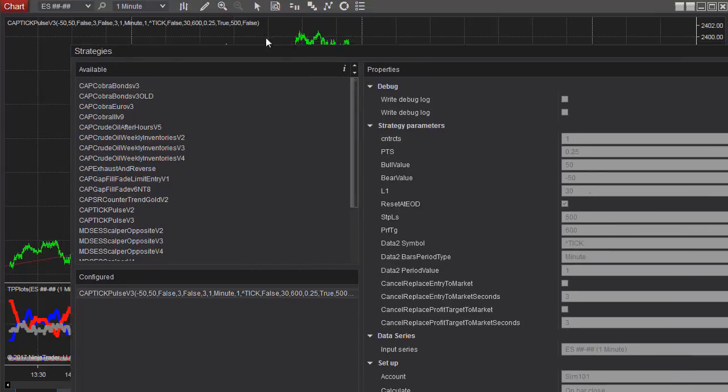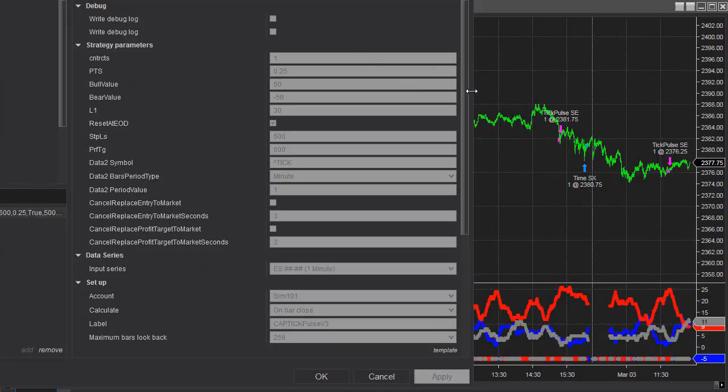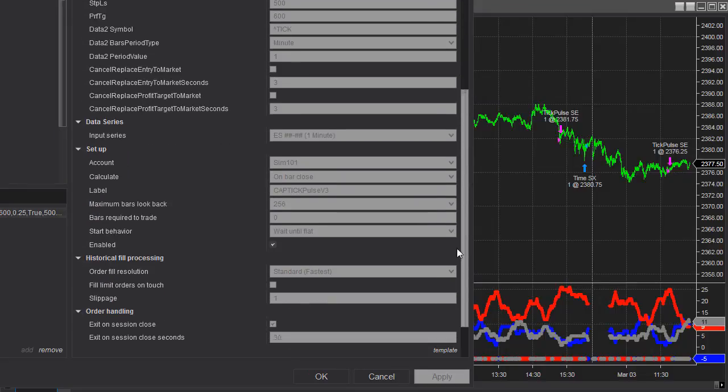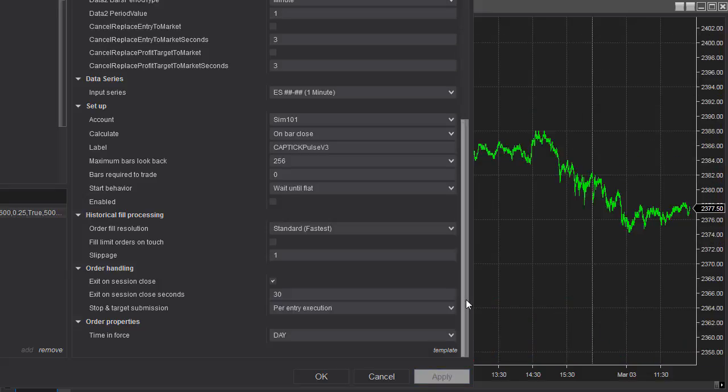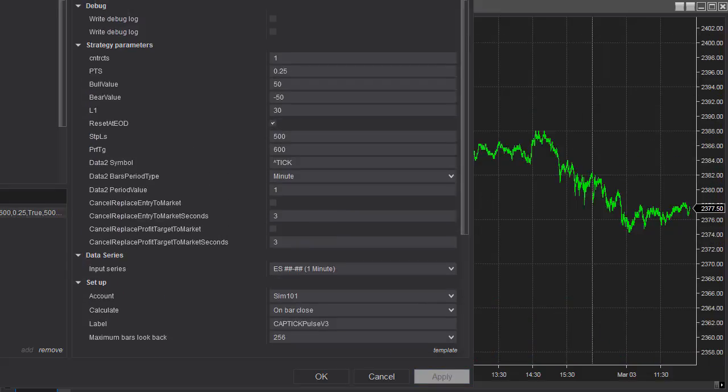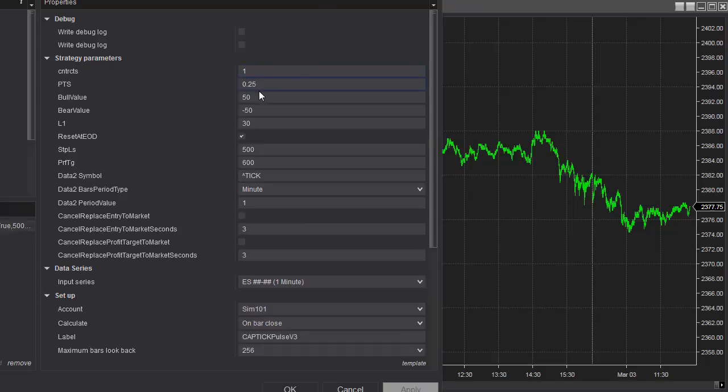So the Tick Pulse version 3, if you have this license in NinjaTrader 7 and want to trade it in NinjaTrader 8, it is available now. Contact us and we'll send it to you. And we use the PTS of 0.25, the bull and bear value of plus and minus 50, and an L1 of 30. Stop loss and profit target are the same.